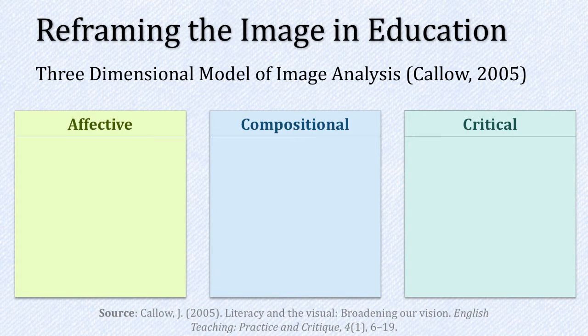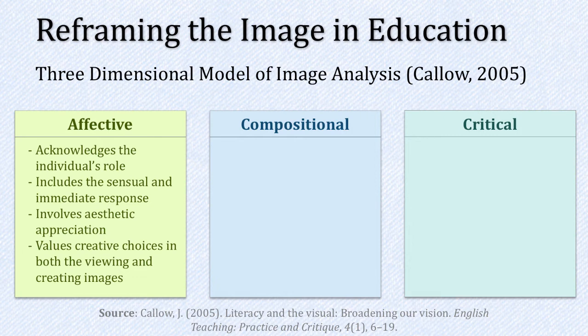He argues that if we really want to prepare students to live in a visual society, they're going to need to be able to analyze visual content from three perspectives: the affective, the compositional, and the critical. According to Callow, the affective acknowledges the individual's role. It includes the sensual and immediate response an individual might have when viewing an image. This dimension also involves aesthetic appreciation and values creative choices in both the viewing and the creating of images.